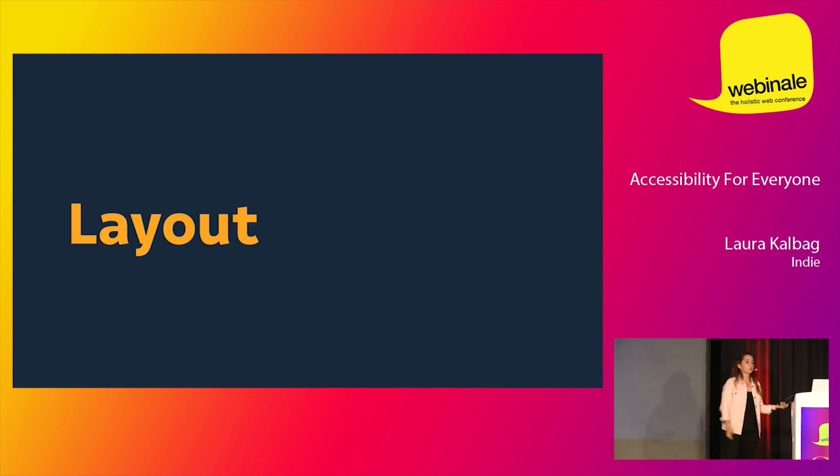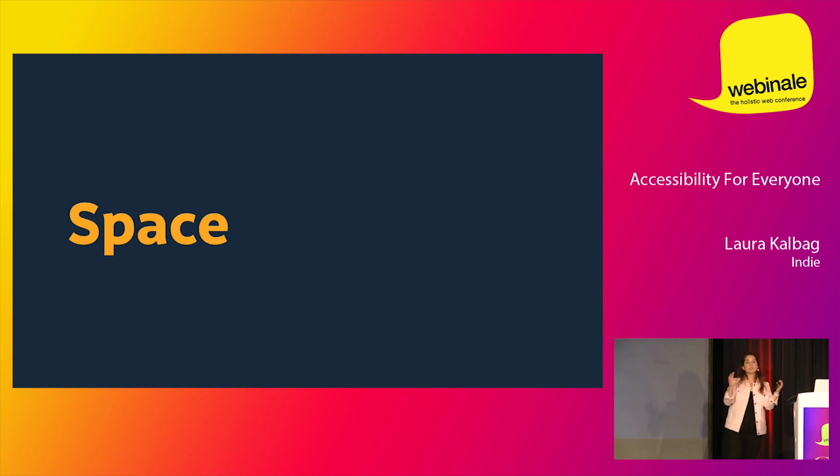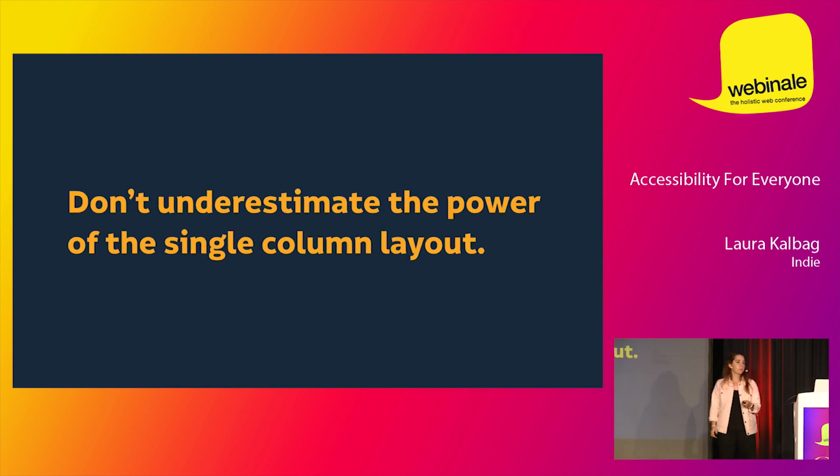Layout is another convention we use to make content relationships clear. We put important stuff at the top, less important stuff at the sides, at the bottom, contextual things to one side. And that's why it's important to give space around those elements of content so that people can understand what those relationships are. And the screen is infinite, so you can use your space. You don't need to have competing elements. Don't underestimate the power of that single column layout. If it works on a mobile device, why shouldn't it work on a desktop?